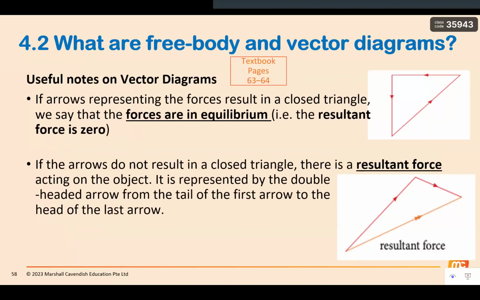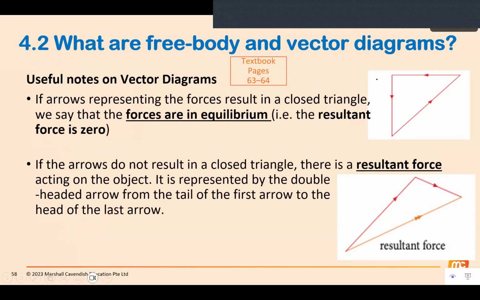Okay, so some useful notes on vector diagrams. For vector diagrams, if the arrows all end up in a closed triangle like this. So for example, I start my force from this dot over here. I go up diagonal, I go horizontal to the left, and then I come down. Okay, I start here, I end here, there is no resultant force. That's what we call a closed loop triangle. We say that all the forces are balanced or are in equilibrium. Equilibrium is balance.